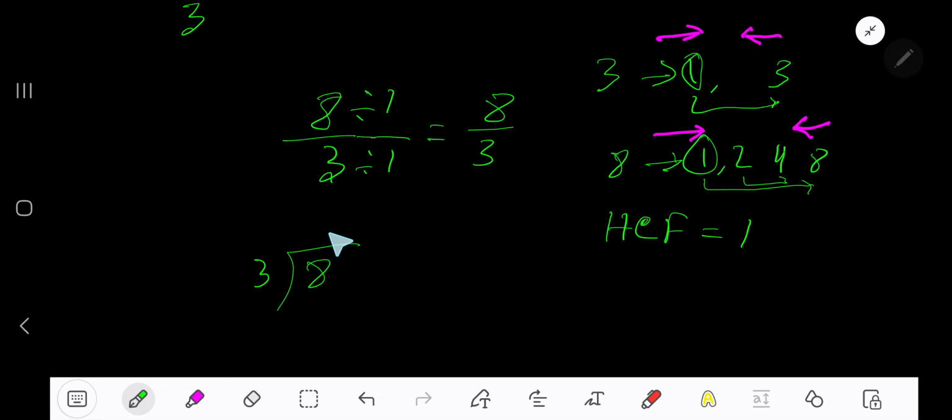3 goes into 8 how many times? 2 times. That gives you 6, subtract 2. So the quotient will be the whole number part, the remainder will be the numerator, and the divisor will be the denominator. So our answer is 2 and 2/3.